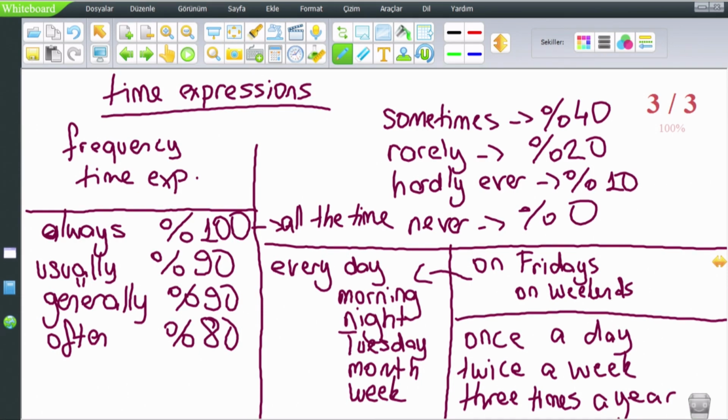Let's have a look at them in sentences, but before that, the reason that I divided this category into frequency time expressions and the others is that frequency time expressions come right after the subject. The placement of these time expressions is different from the other ones we use.